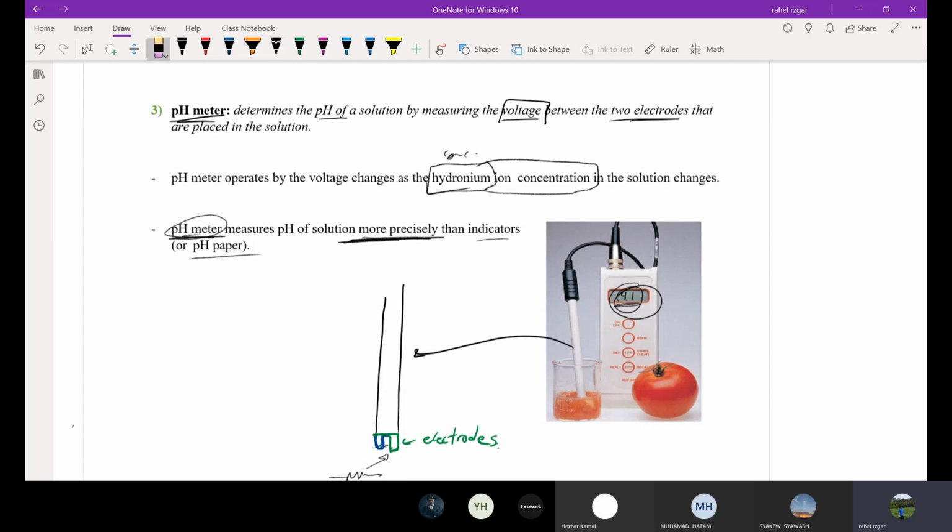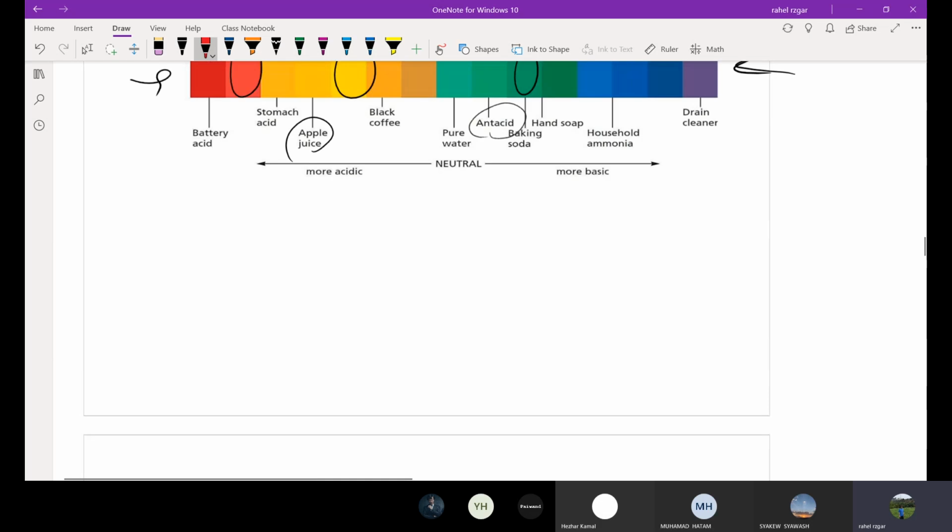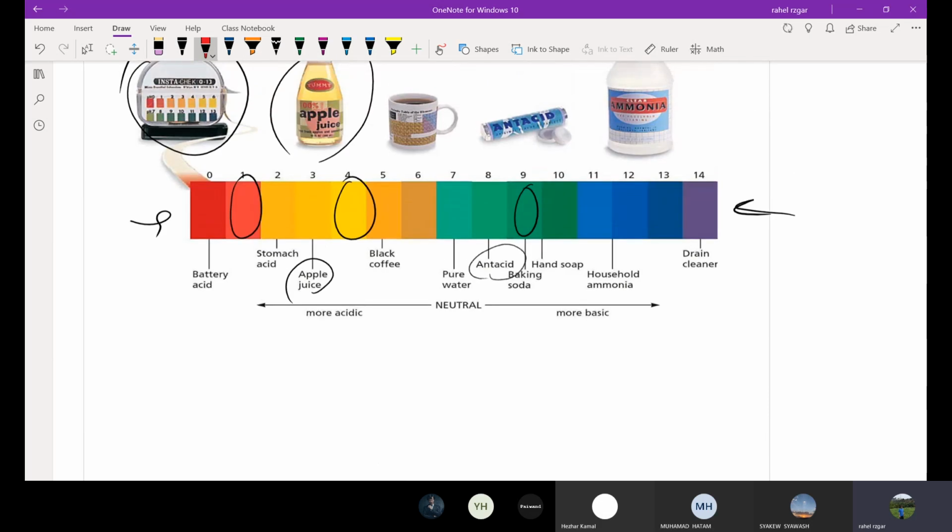It gives the pH in decimals. But pH paper, as you can see, doesn't have any decimal, just a whole number.